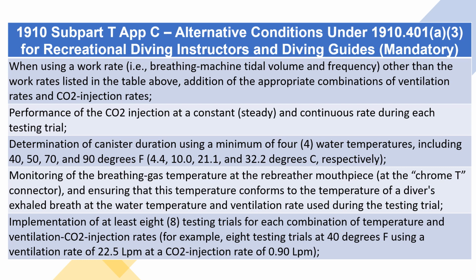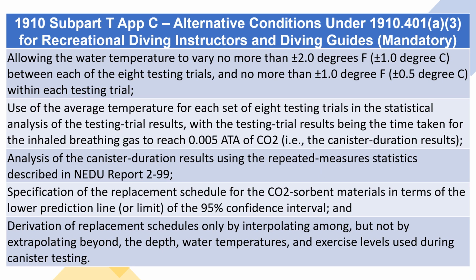Implementation of at least 8 testing trials for each combination of temperature and ventilation CO2 injection rates, for example, 8 testing trials at 40 degrees Fahrenheit using a ventilation rate of 22.5 lpm at a CO2 injection rate of 0.90 lpm. Allowing the water temperature to vary no more than plus or minus 2.0 degrees Fahrenheit, plus or minus 1.0 degrees C, between each of the 8 testing trials, and no more than plus or minus 1.0 degree F, plus or minus 0.5 degrees C, within each testing trial.